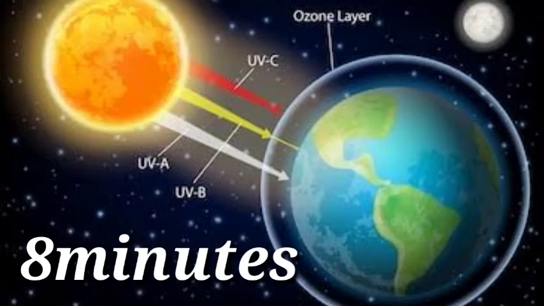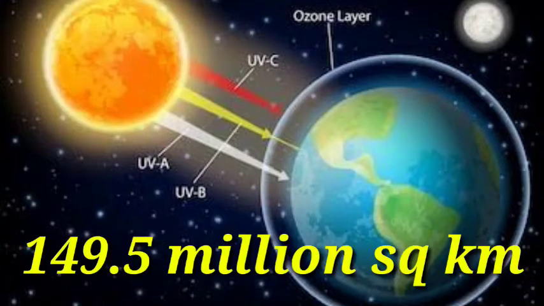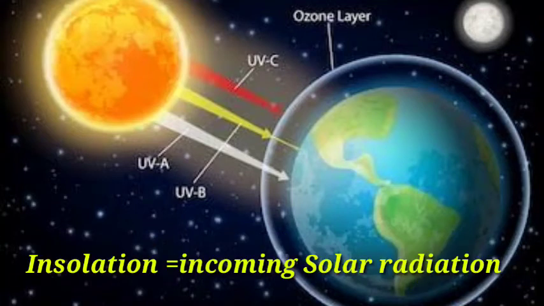Understand? What is the average distance between earth and sun? It is 149.5 million kilometers. Next important one, insolation. What is insolation? The solar radiation received on the surface of the earth is known as insolation. Actually, the amount of solar energy received at ground level is only a small portion.